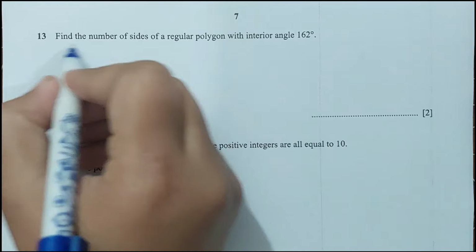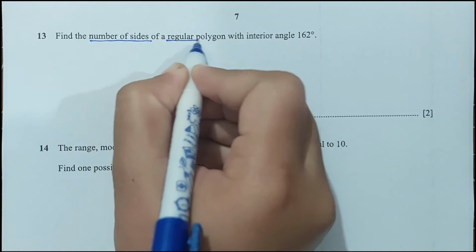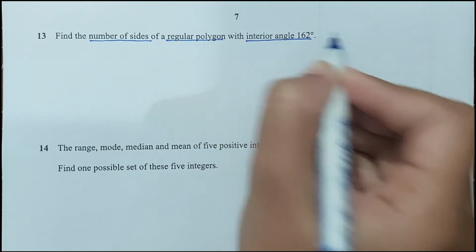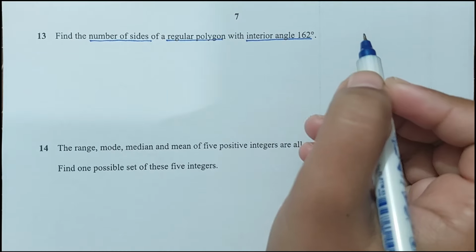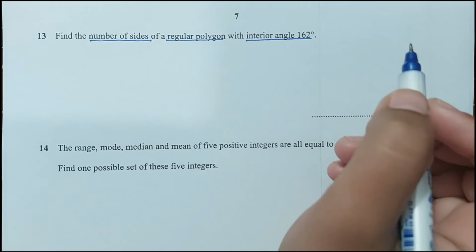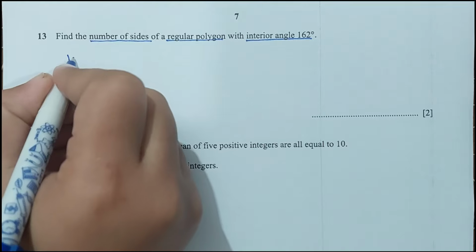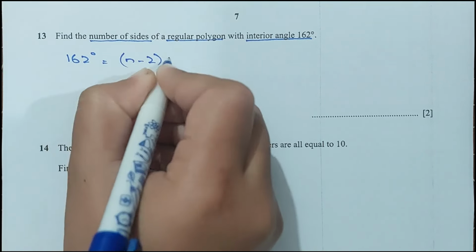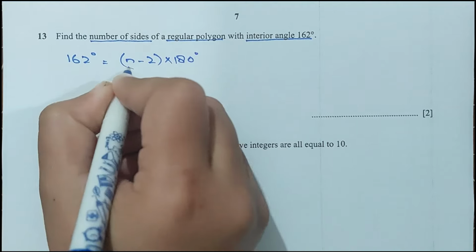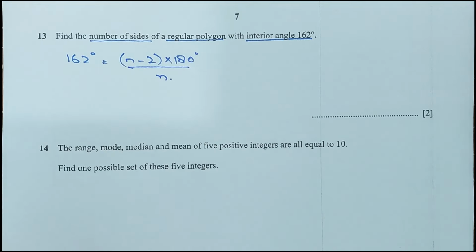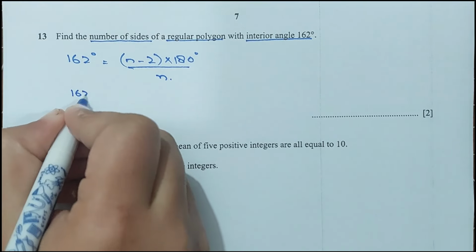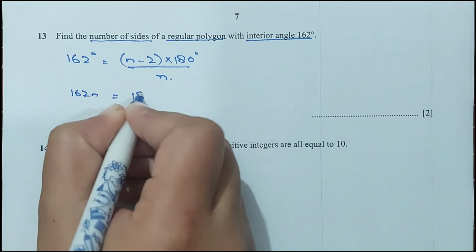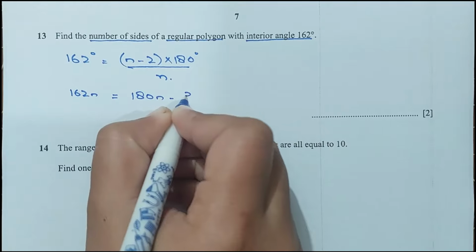Question number 13. Find the number of sides of a regular polygon with interior angle 162. So we have the formula, the measure of each interior angle of a regular polygon, which is 162 degrees, is n minus 2 times 180 degrees divided by the number of sides, n, right? So now we have to find the number of sides, which is n. So cross multiplication, 162n equals 180n minus 2 times 180, which is 360.